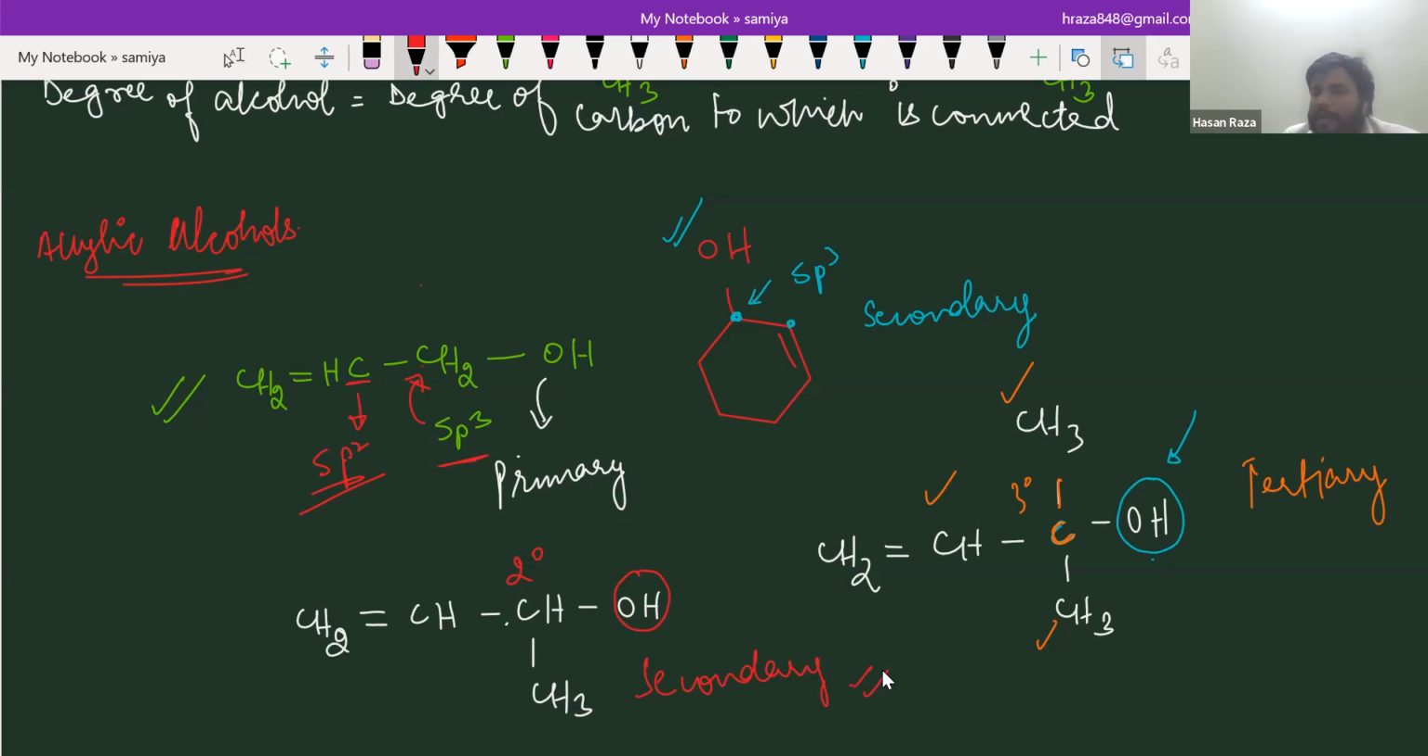So please write it. This is allylic alcohols, and what is allylic alcohol is very easy. To whichever carbon the OH is attached, that must be sp3, and the adjacent carbon to the sp3 hybridized carbon must be doubly bonded, sp2 hybridized. Simple. As simple as that. It's very easy.